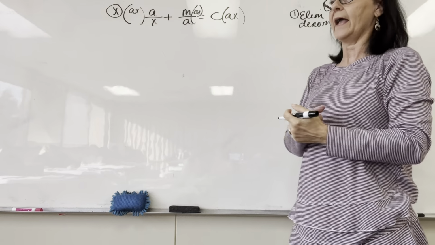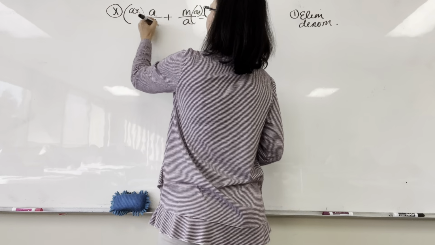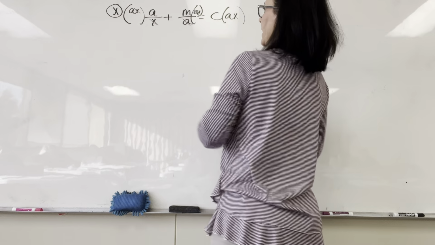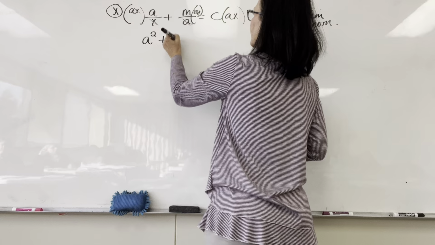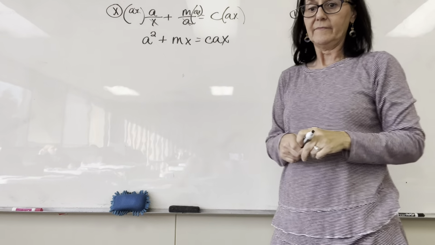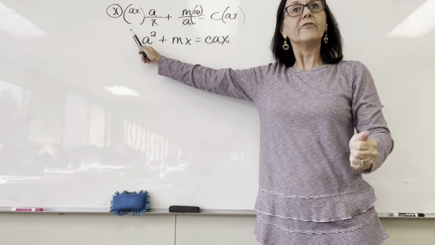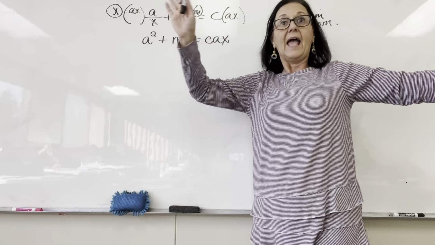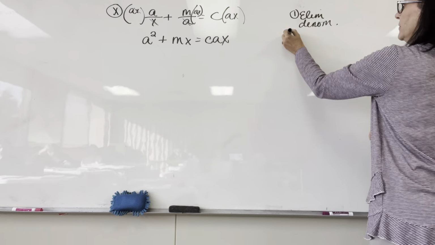And before I multiply, I simplify. So in this first term, my x will cancel. In the second term, my a will cancel. So I end up with a squared plus mx equals cax. I'm solving for x. I want every term with an x in it on one side of the equal sign and every other term on the other side. So that's what I'm going to do.